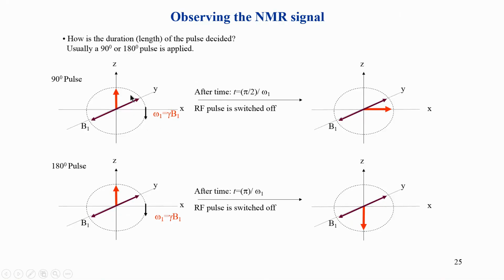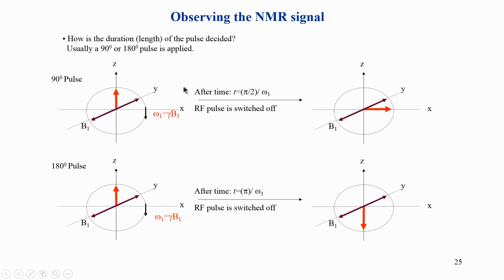Now, let us look at this concept of pi by 2 and 180 degree pulses, which is very important when we go to 2D NMR. In 1D NMR, you simply apply the RF field, wait for some time, and after that time the magnetization has rotated by 90 degrees. At that moment we switch off the RF pulse. This is typically what is done in 1D NMR, but sometimes, in 2D and 3D NMR, we have to go beyond 90 degrees.